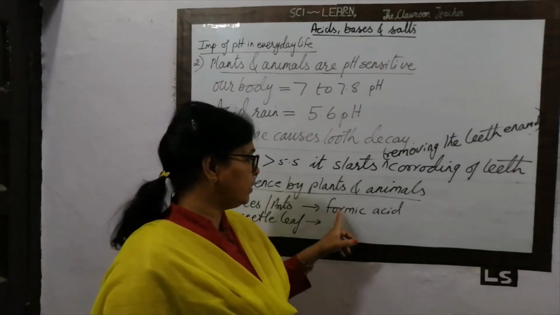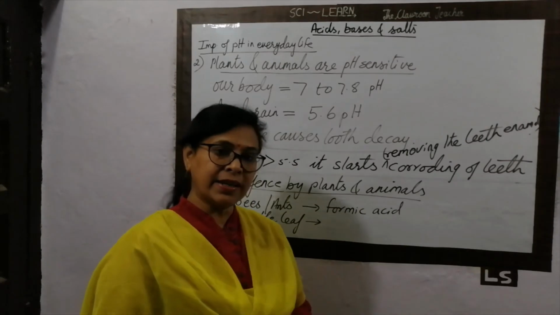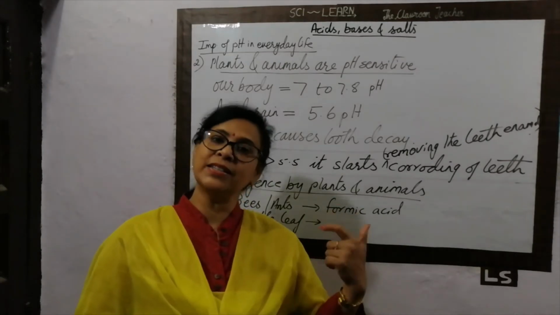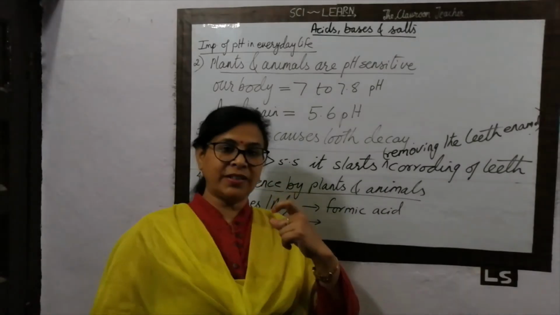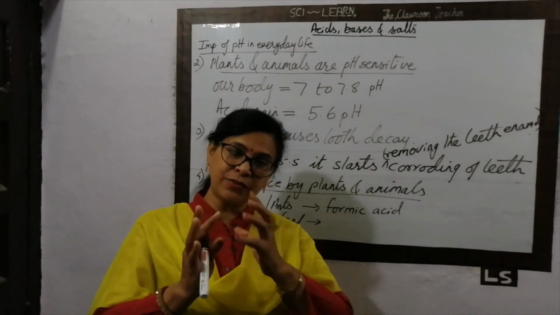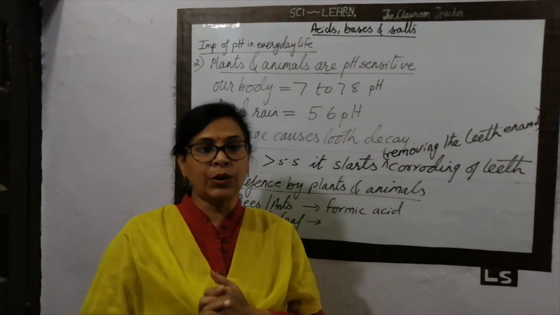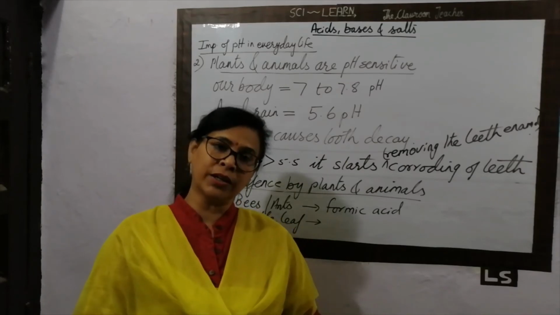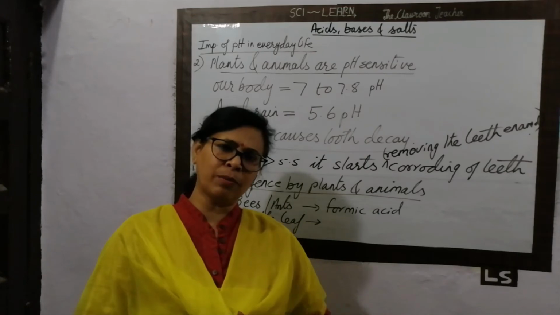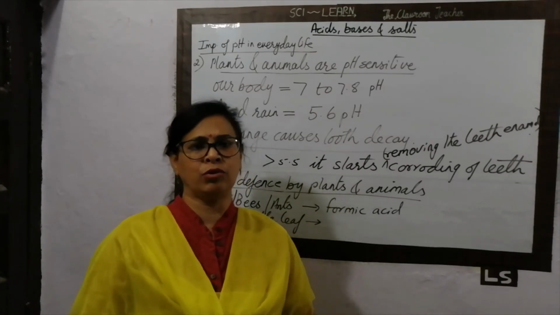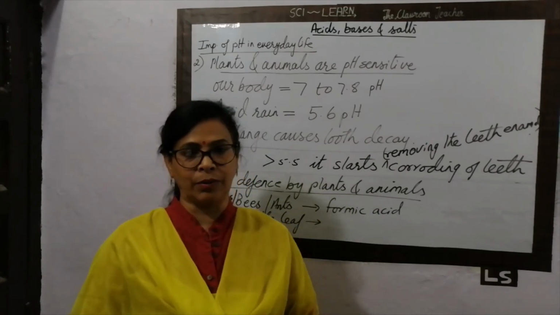What happened? These release the acid, and the base neutralizes the effect of the acid. Similarly, in our mouth also, if the pH changes from 5 to 5, then the teeth start to decay. So how do we have to protect our teeth? Every time it is not possible to check the pH of our mouth.